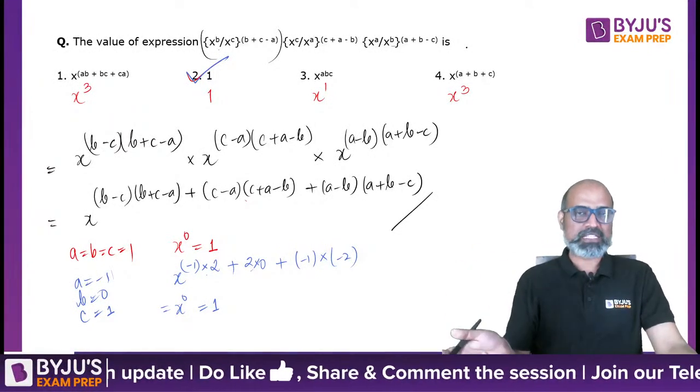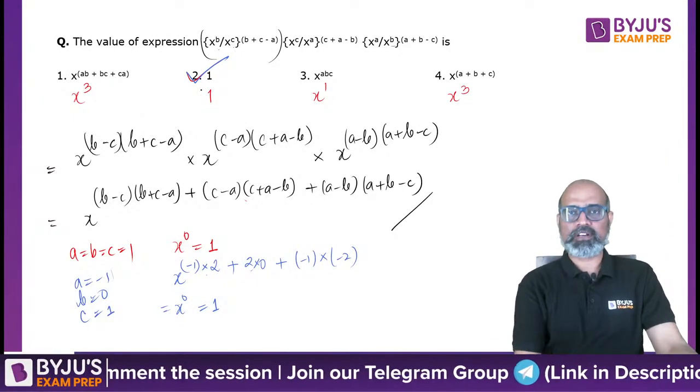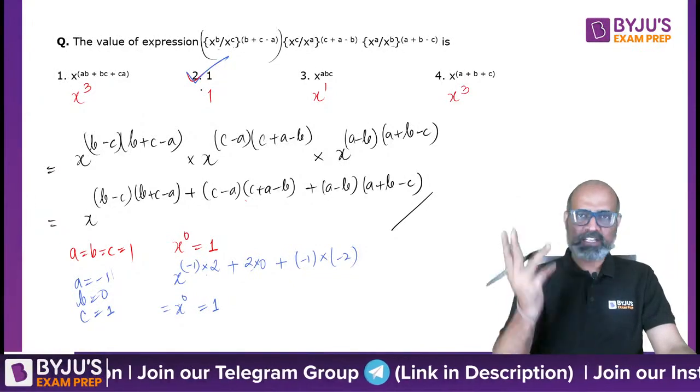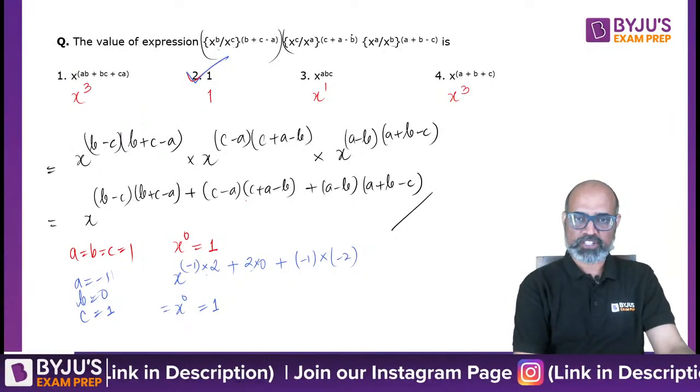Or you take a, b, c as 1, 1. So x to the power 1 by x to the power 1, what is that? It is 1. 1 to the power anything will remain 1. So each of those brackets will turn out to be 1 each.